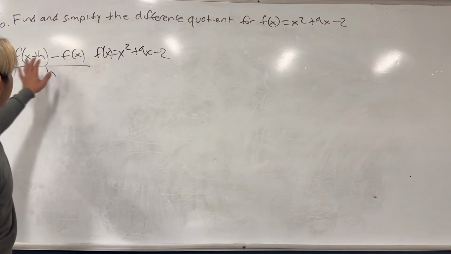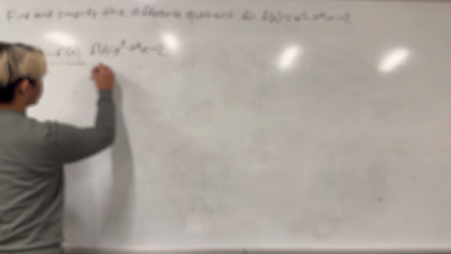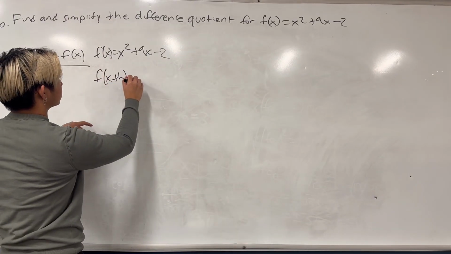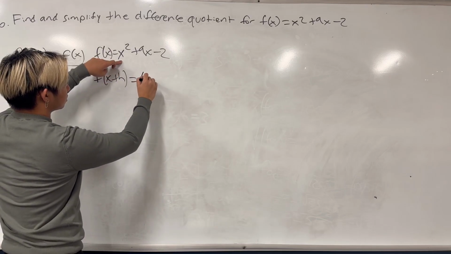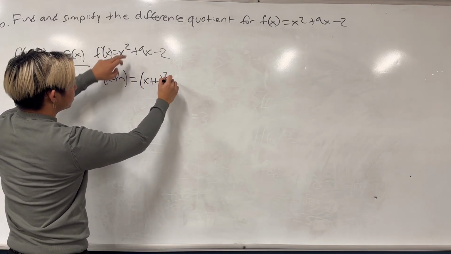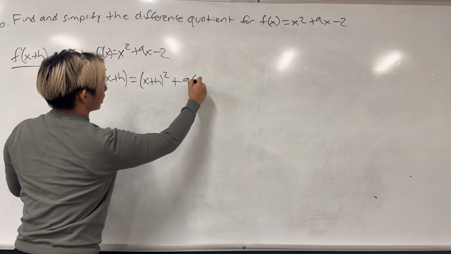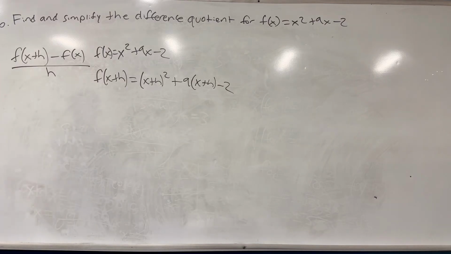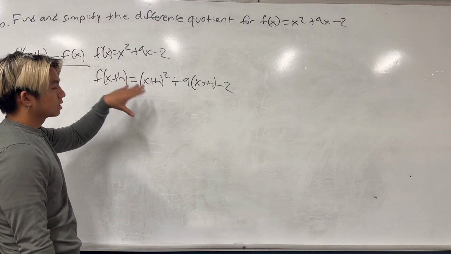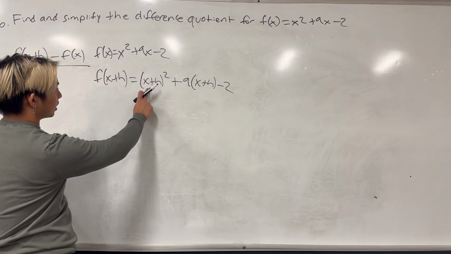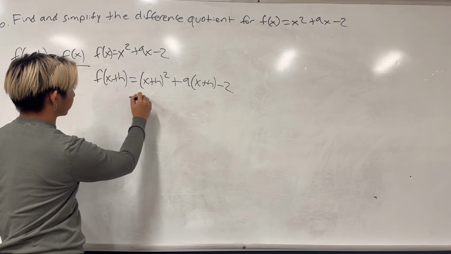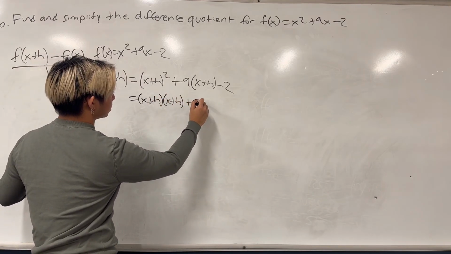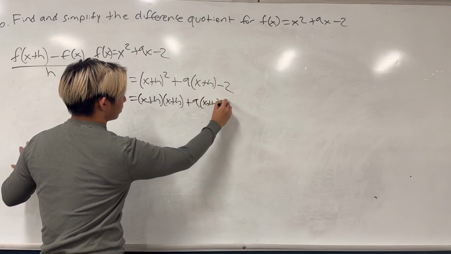So how do we get the f of x plus h? All I'm going to do is, for every x here, put in x plus h. So our first x becomes x plus h squared, plus 9 times x plus h, minus 2. Let's go ahead and do that. I'll write out the whole thing: x plus h, squared, plus 9 times x plus h, minus 2.